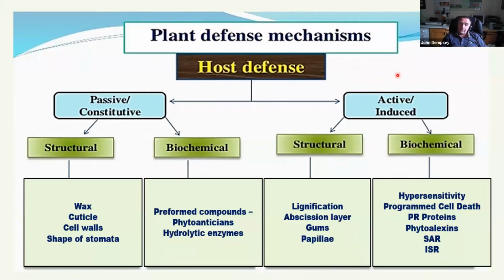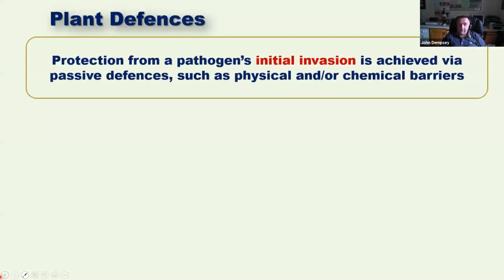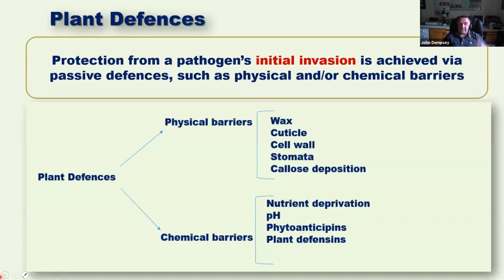And again, these induced defenses can be structural or biochemical. And we're going to go through a few of these now. So the first layer of defense is actually in place all the time, these constitutive defenses. And if you see in this diagram, they're actually physical barriers. They're fairly obvious things really, like a waxy cuticle and cell walls. These are all barriers to stop penetration.